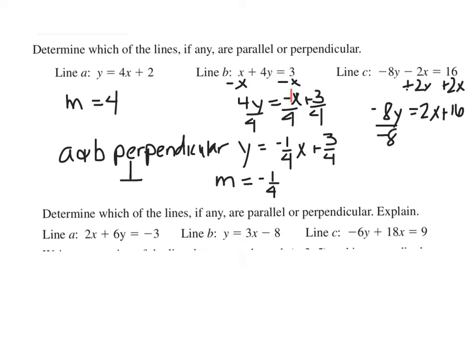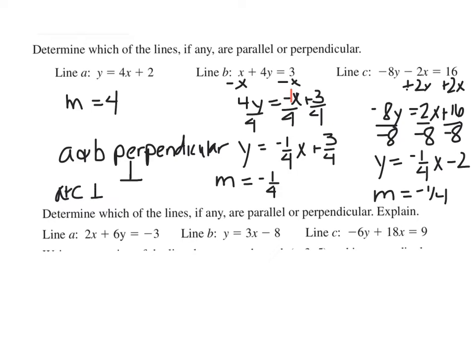Divide by negative 8. And we get y equals negative 2 over 8, which reduces to negative 1/4 x minus 2. So we have a slope of negative 1/4. So A and C are also perpendicular. A and C are perpendicular, and B and C are parallel.